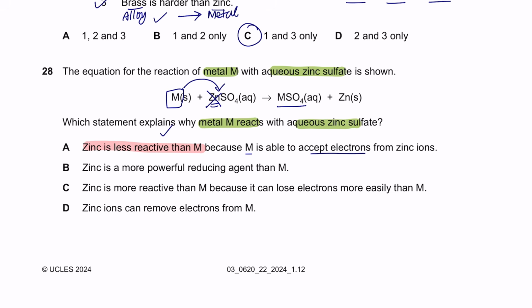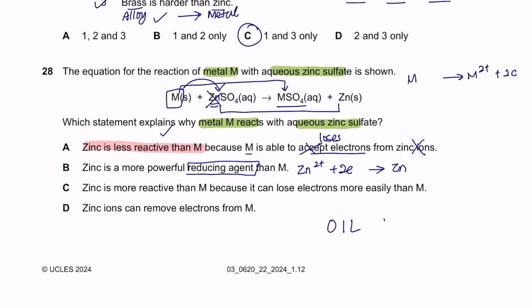Let's see what happens to the element M. So M becomes M2+. So it doesn't accept electron, it actually loses electrons. So A is wrong. Zinc is a more powerful reducing agent than M. A reducing agent will go through oxidation. So let's see if zinc goes through oxidation. Oxidation is loss of electron and reduction is gain of electron. As you can see here, it is gaining electrons, so this is going through reduction. That means this must actually be an oxidizing agent.